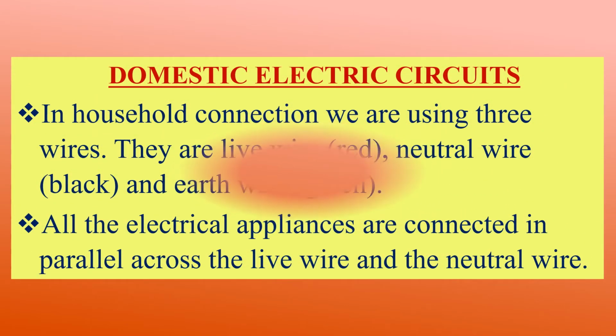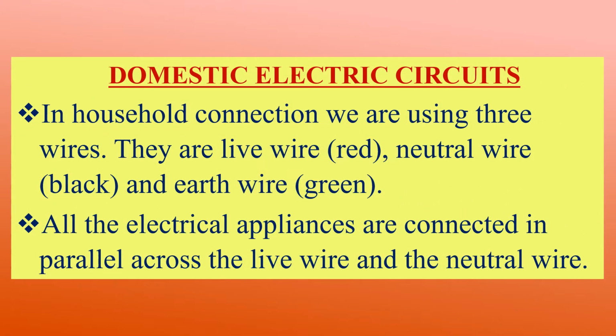In our houses, we mainly use three wires in the electric circuit. They are the live wire, the neutral wire and the earth wire. How can we distinguish these three wires? The live wire usually has a red insulation, the neutral wire has a black insulation, and the earth wire has a green insulation. So by seeing the color of their insulation, we can understand which is the live wire, which is the neutral wire and which is the earth wire.